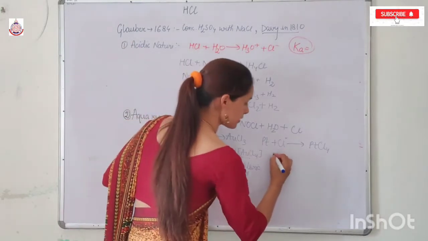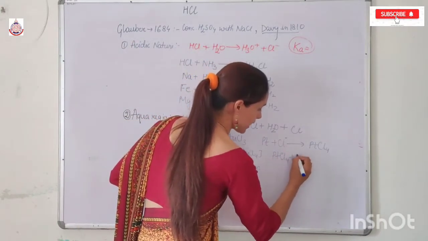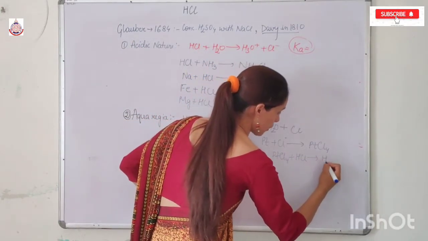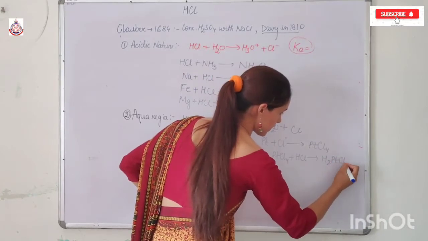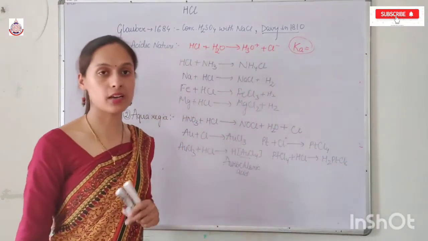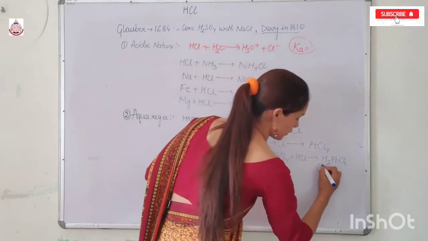And similarly, this PtCl4 reacts with excess HCl to form H2PtCl6, that is chloroplatinic acid.